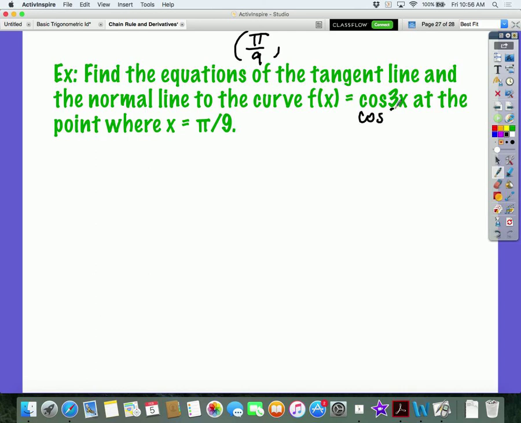Plug it into the original function, and you've got to know your unit circle, because what's 3 times pi over 9? Pi over 3. And what is the cosine of pi over 3? It's 60 degrees, so it's 1 half. So my y coordinate is 1/2. Write that down.